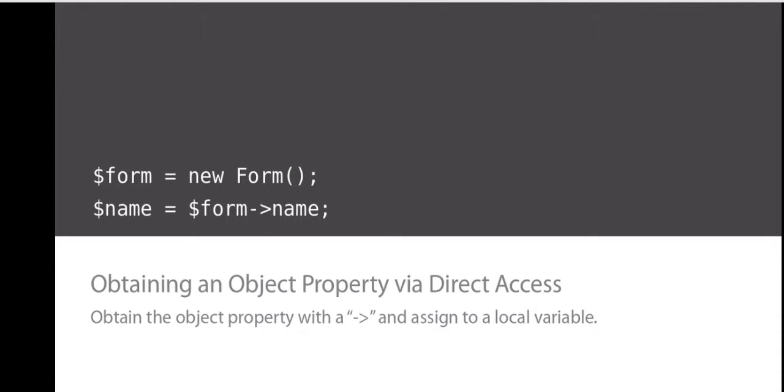The syntax to access the name property of the created form instance is shown here, assigning the form's name property to a local $name variable. The --> is used to obtain the internal name property found encapsulated inside the form object. The name property is not removed from the object by doing this, as it remains a member of the form object. We just duplicated its value in the local $name variable.